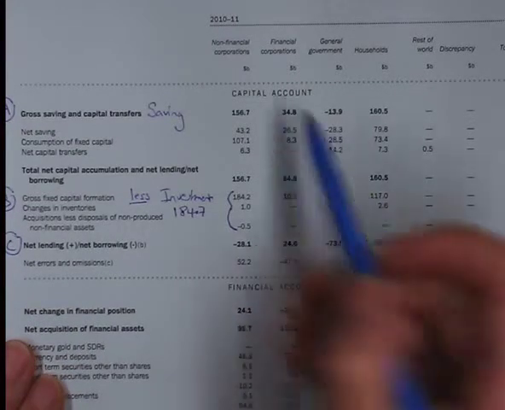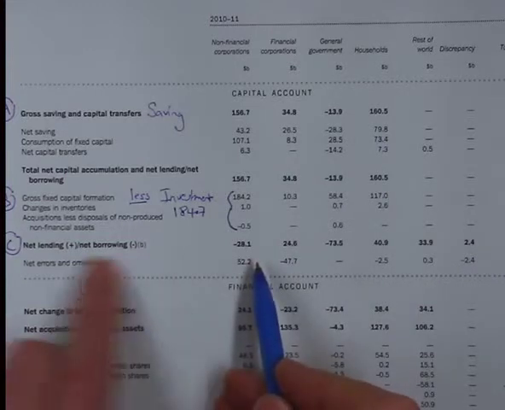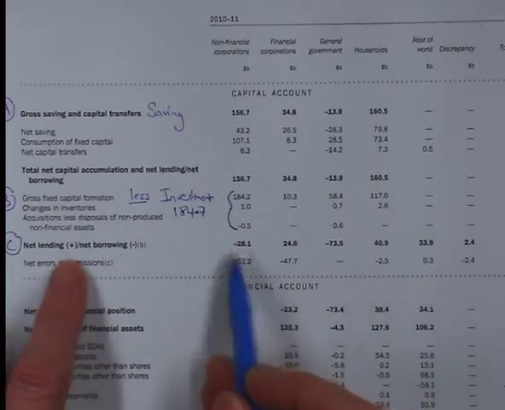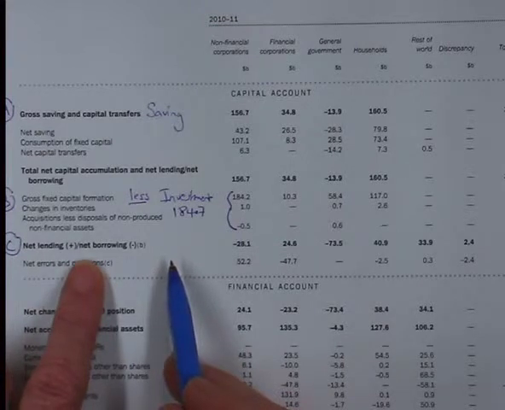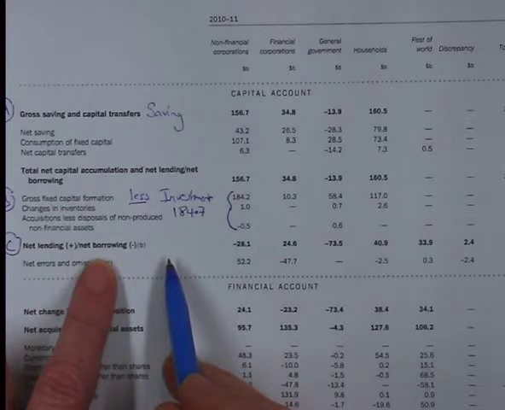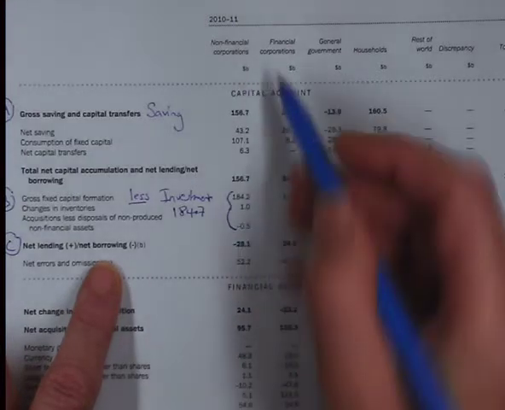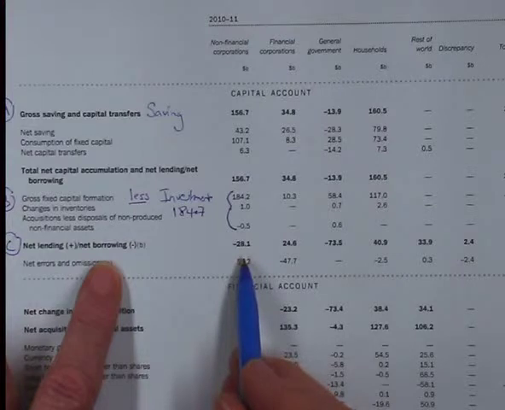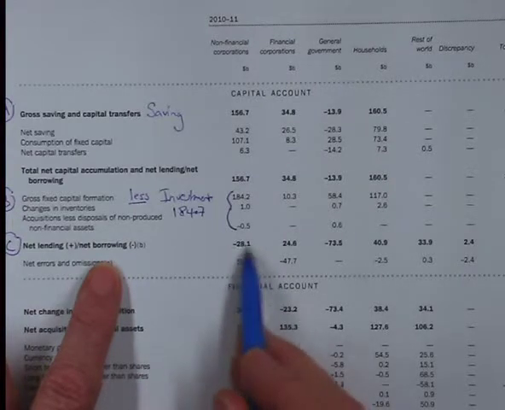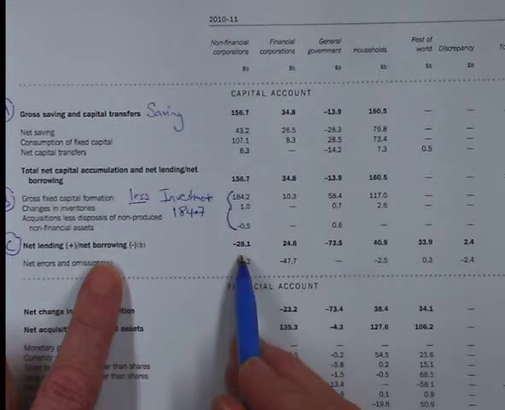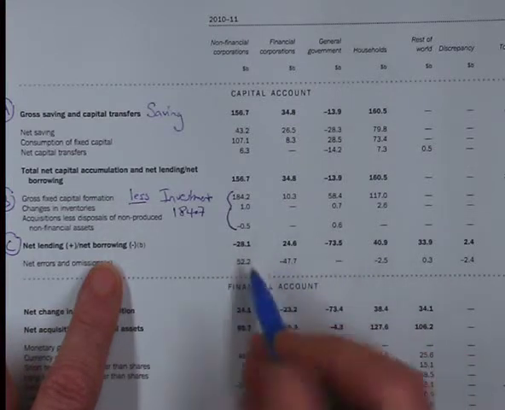So looking across the rows of the capital account, that's what we're most interested in: whether the sector is a surplus sector or deficit sector. If it's a surplus sector, then it can lend money. If it's in deficit, then it's a net borrower. So the non-financial corporations or the business sector is in deficit. It's a negative figure there. So the business sector needs to borrow or raise monies in some way, equivalent to $28.1 billion.